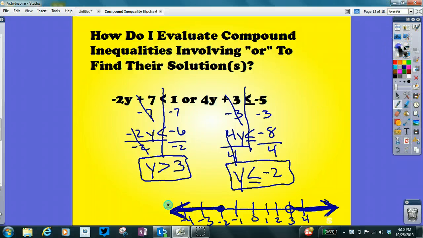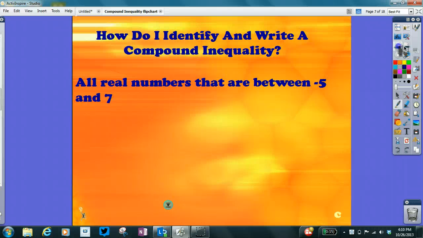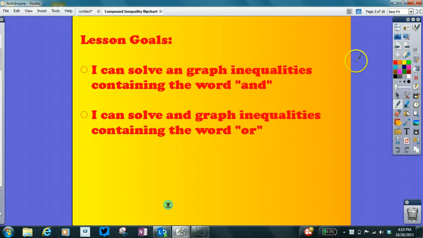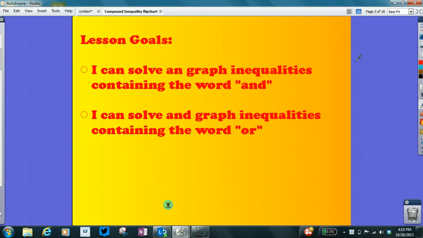And if we just go back to our essential questions or into our goals for this tutorial, I want to be able to solve and graph inequalities containing the word and. I can solve and graph inequalities containing the word or.